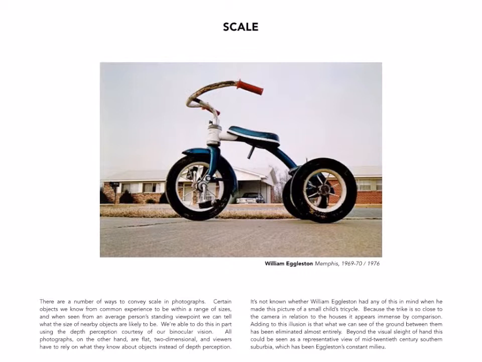instead of depth perception. It's not known whether William Eggleston had any of this in mind when he made this picture of a small child's tricycle, because the trike is so close to the camera in relation to the houses it appears immense by comparison. Adding to this illusion is that what we can see of the ground between them has been eliminated almost entirely. Beyond the visual sleight of hand, this could be seen as a representative view of mid-20th century southern suburbia, which has been Eggleston's constant milieu.